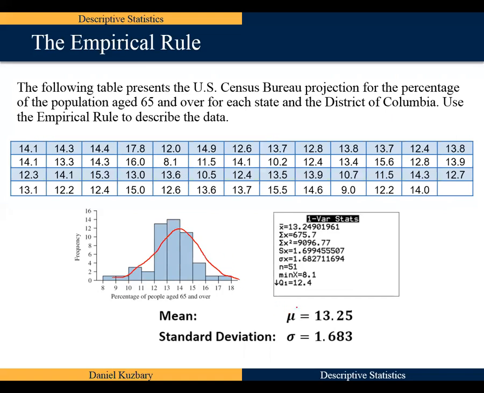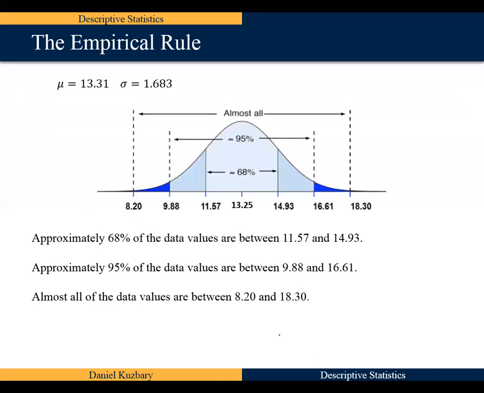To use the empirical rule, we need to find what mu is and what sigma is. Let's treat this like a population because we have a census from all the states. So we're going to treat this like a population because it is. We found the population mean in the calculator if you put it in, and we could find the population standard deviation. And now we've got a bell curve that looks like the one from last time.